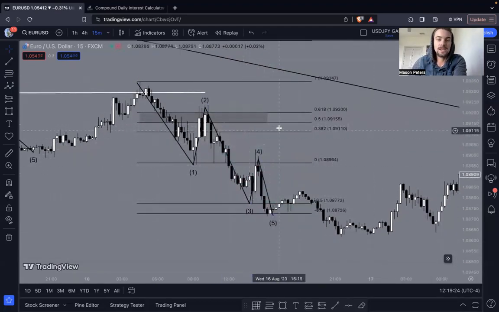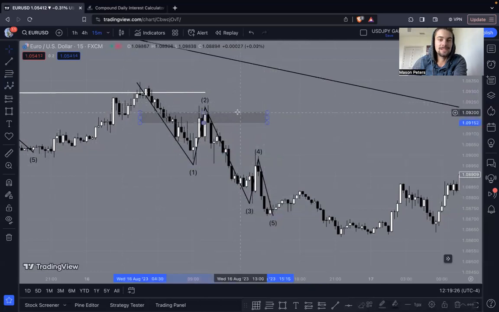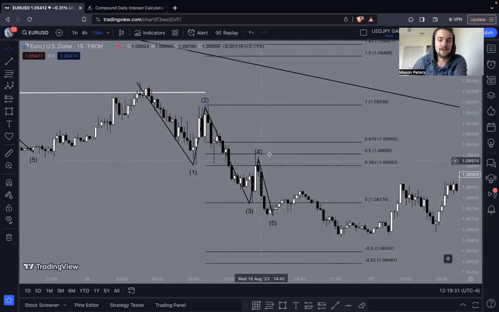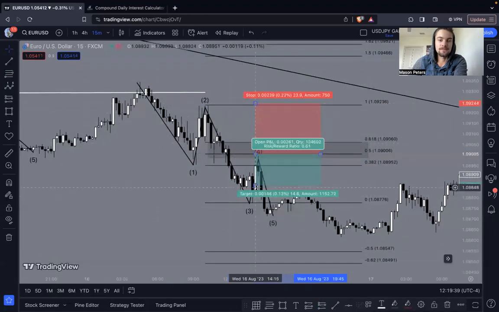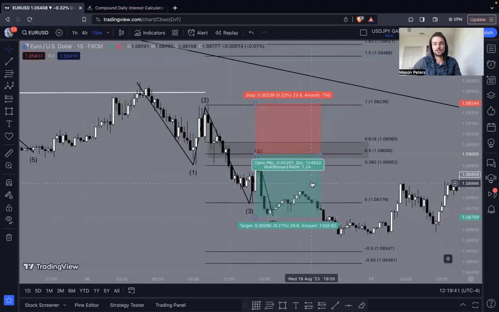Once we have our 3rd leg, we look for what? We look for our retracement again. We draw our retracement from 2 to 3. What do we have here? A 50%. So boom, we highlight it. We get our short position. And we take a short position from the 50%. Boom, another beautiful trade entry there.